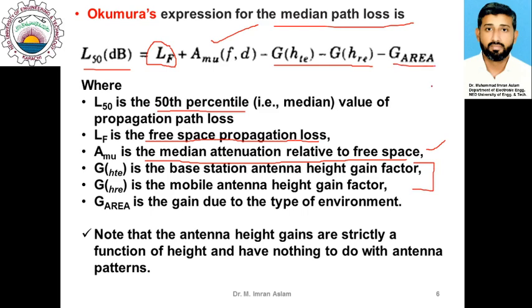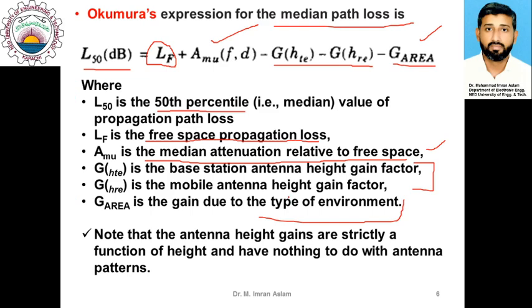So these two are dependent on the height of the antennas, base station and the mobile. G area is the gain because of the type of environment that you are using, because the reference was the urban environment. If you are using some other type of environment, in that case some correction factor or this gain factor needs to be applied in this model. So this comes from that correction. So these are the terms that need to be calculated in order to calculate the Okumura model.